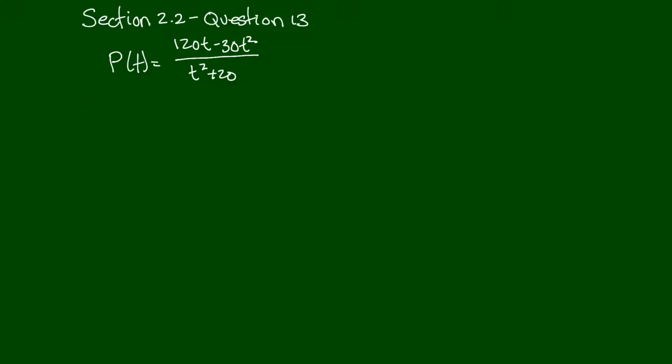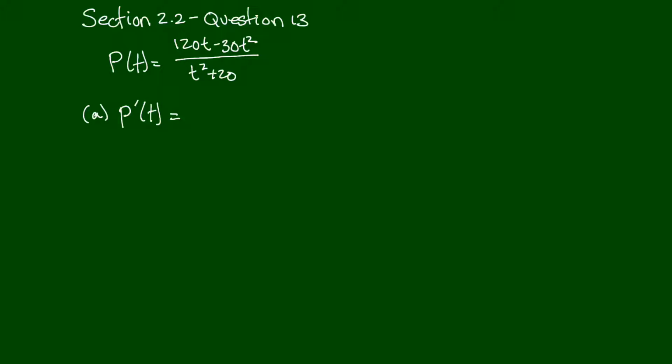Now, in part A, we're asked to get a model. When we say a model, we mean an expression. So get an expression that gives us a model of the marginal profit. Now, the marginal is an economics way of saying the derivative. So we want the derivative of this function.